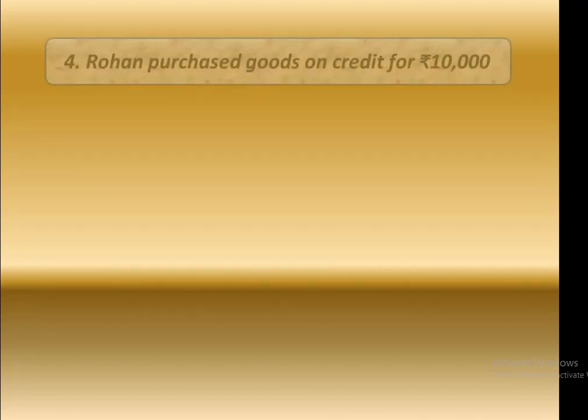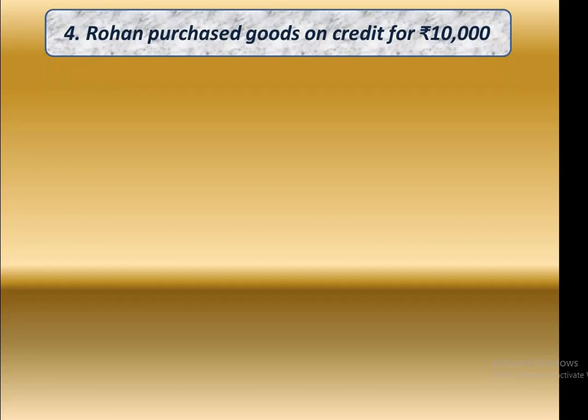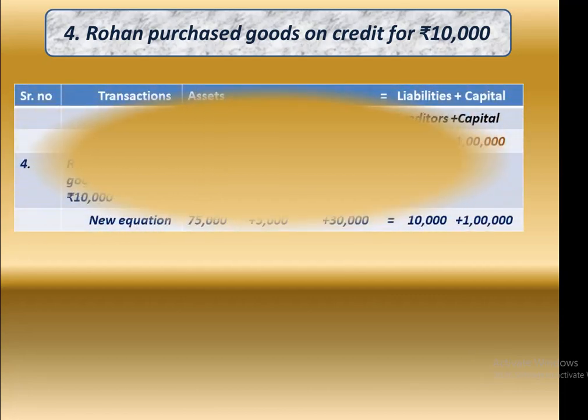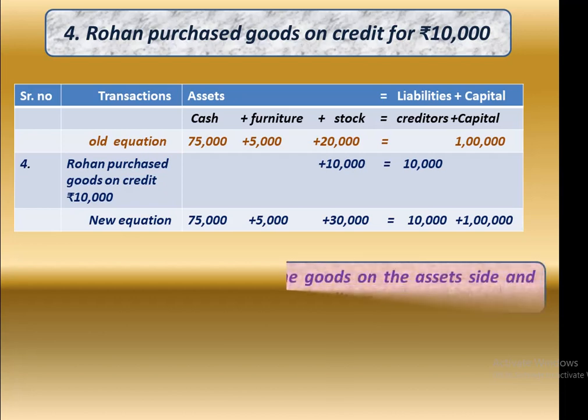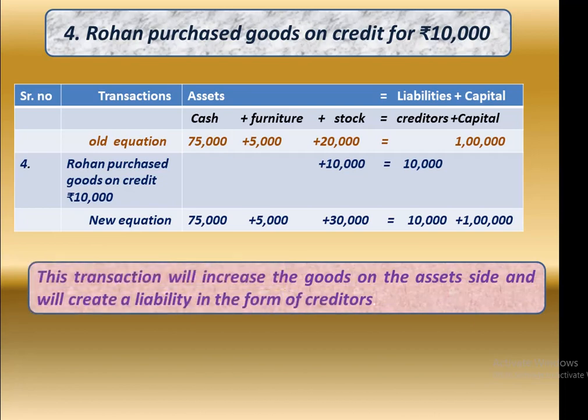Next transaction. Rohan purchased goods on credit. Now, when the goods are purchased on credit, then liability will increase and goods increased by 10,000. Here is the treatment. This transaction will increase the goods on the asset side and will create a liability in the form of creditors.